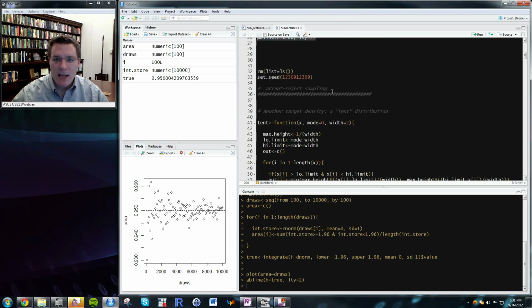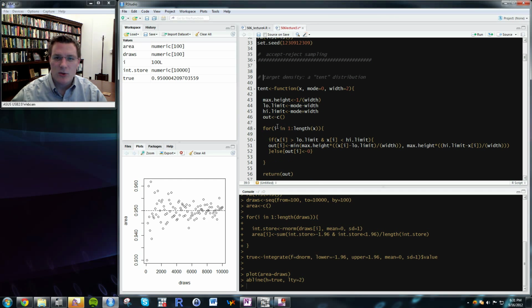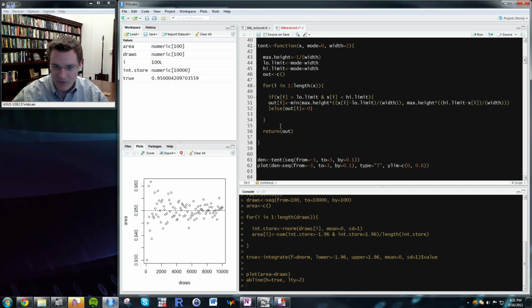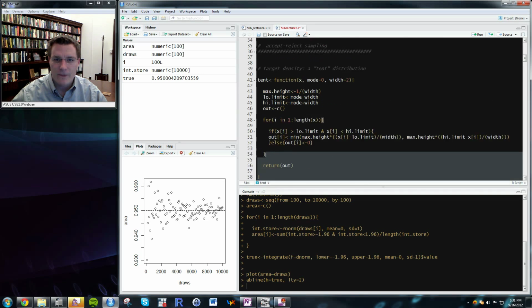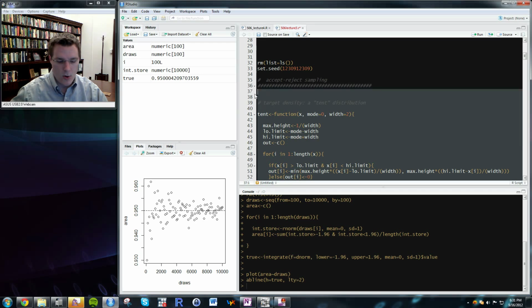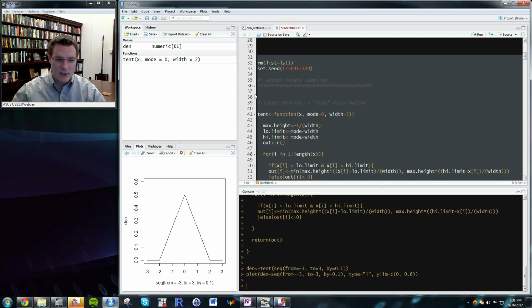Now I want to talk a little bit about accept, reject sampling. I've said this is another target density, but in this case it's just the target density. The target density I'm going to try to take samples of using accept, reject sampling is a tent distribution. What does the tent distribution look like? Well, I'm going to plot it for you here. And let me go up here and clear my memory, set the seed and everything. There's the tent distribution I'm going to take samples out of.